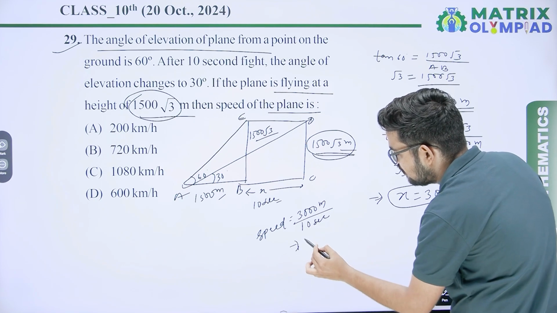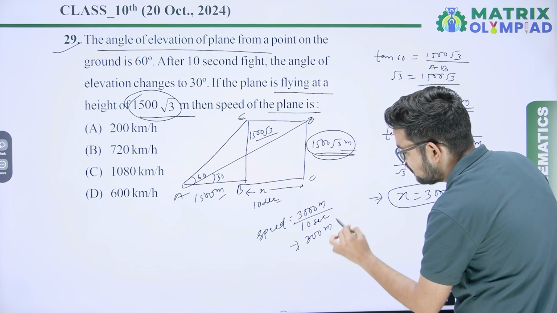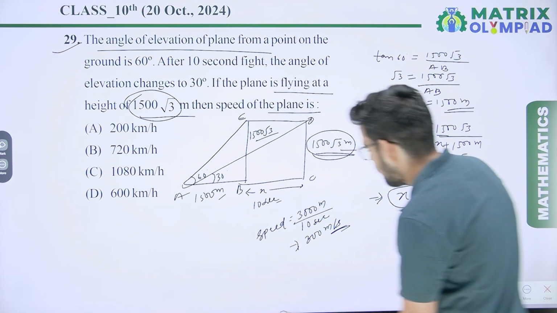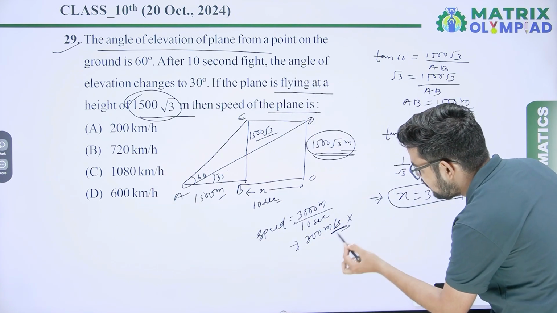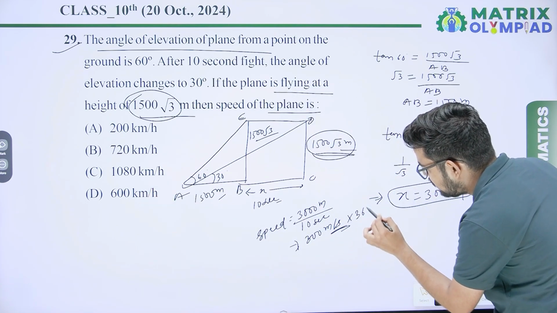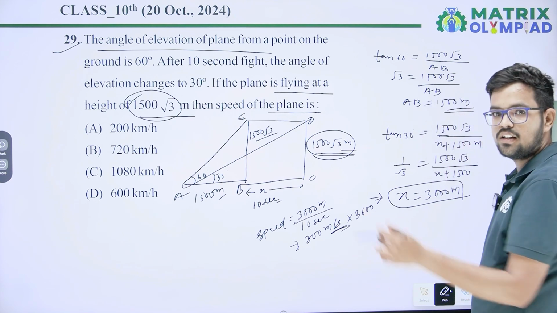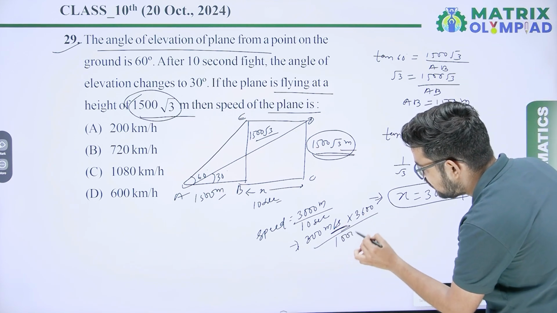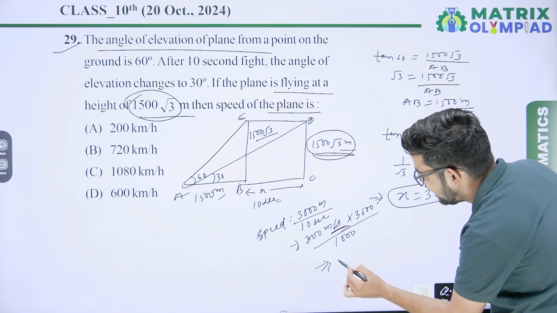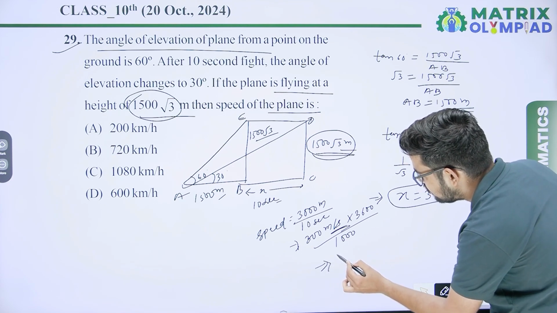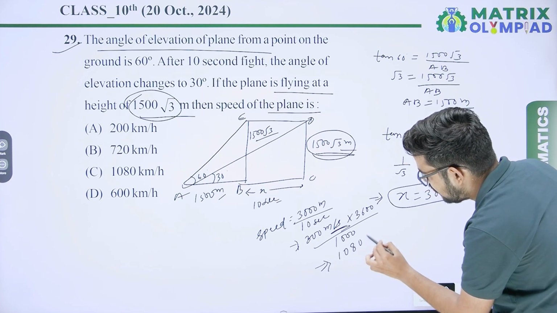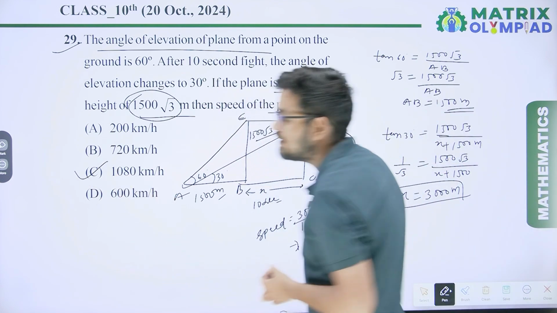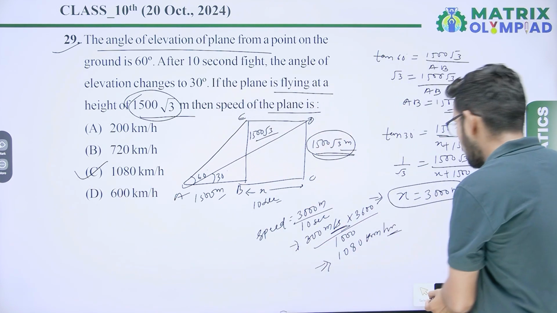So it will be 300 meter per second, but we have to find it in kilometer per hour. For this we will multiply by 3600 for converting second into hour, and for converting meter into kilometer we will divide by 1000. So we will get 1080 kilometer per hour. So our speed is option C, 1080 kilometer per hour.